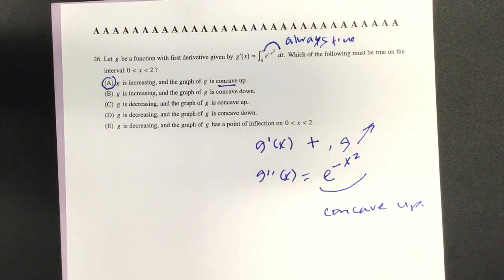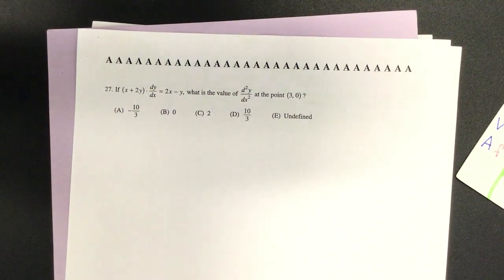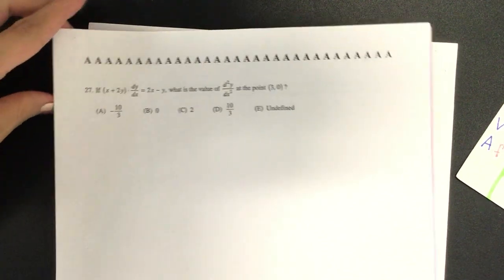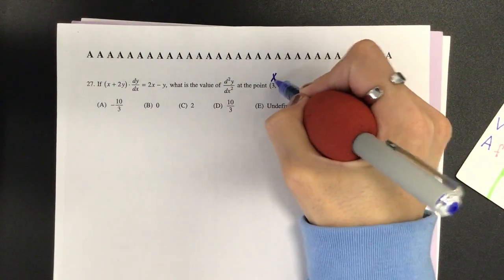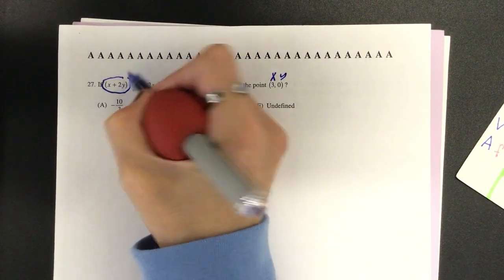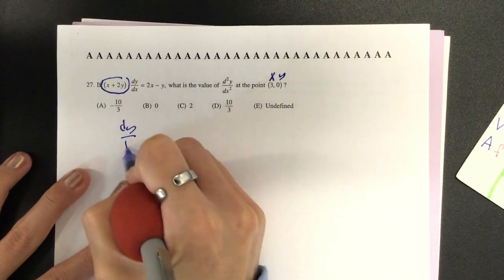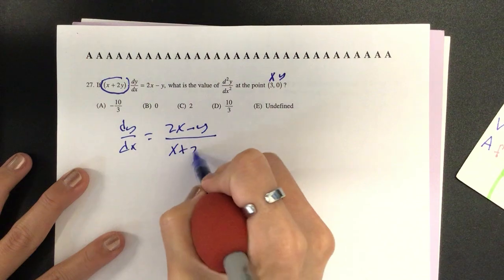Okay, let's go on to the next. Number 27. Let's read that one real quick. If x plus 2y times dy over dx equals 2x minus y, what is the value of the second derivative of y with respect to x at the point (3, 0)? So we're going to eventually plug in x and y. But I want to make it look like dy over dx by itself, so I divide both sides. So we have dy over dx is equal to 2x minus y all over x plus 2y.